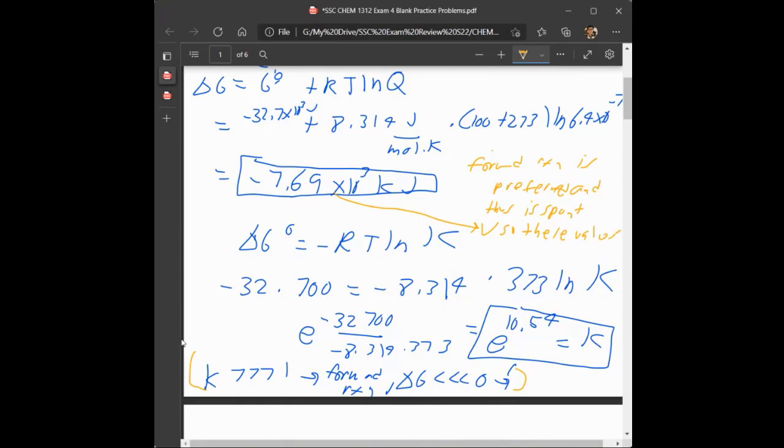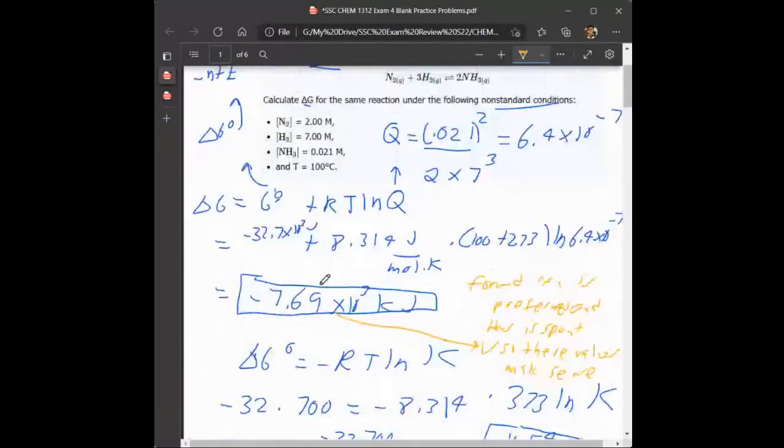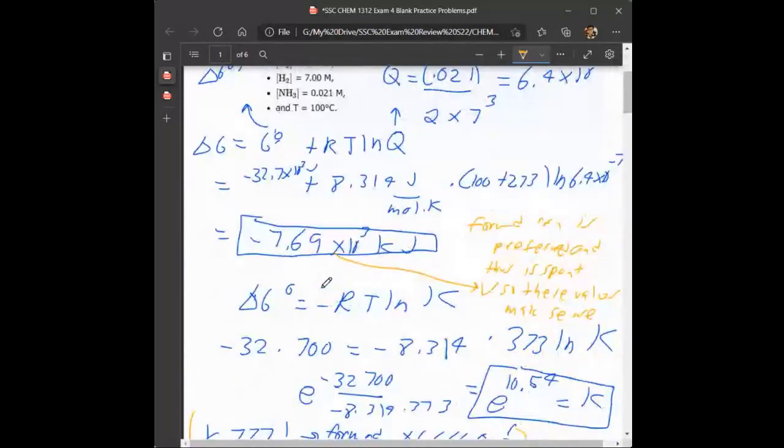Values in terms of their numerical values make sense. On the converse side, if you have a small K, like K is less than 1, you expect your delta G to be super positive, and overall everything would be non-spontaneous.